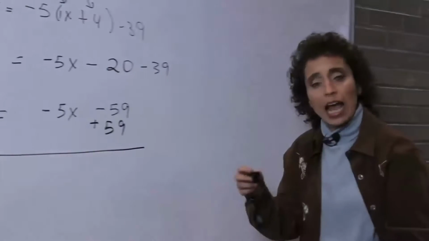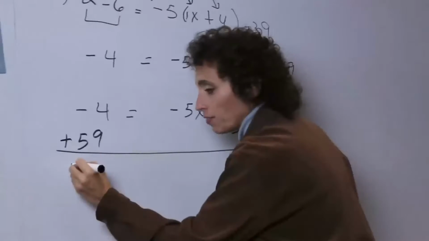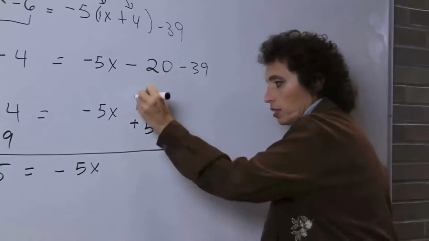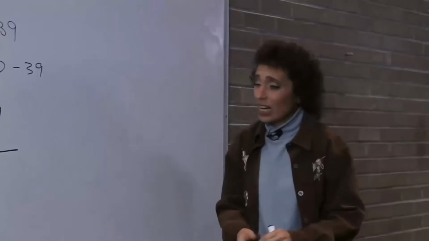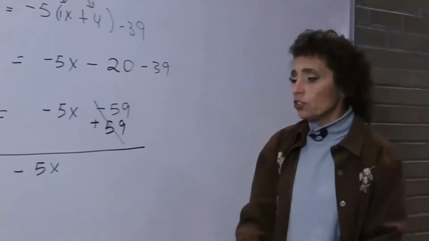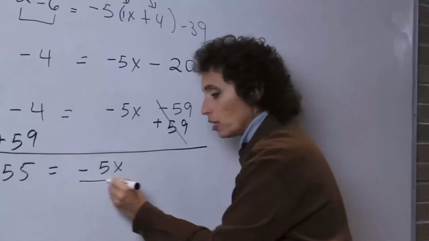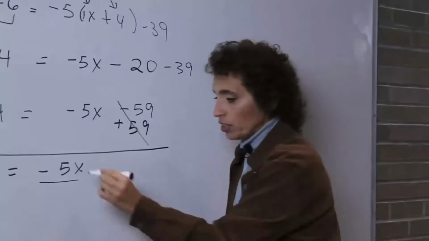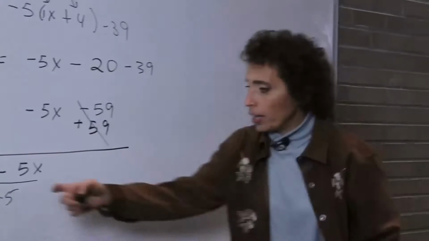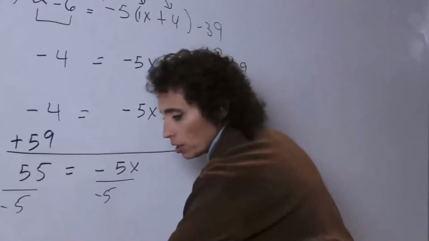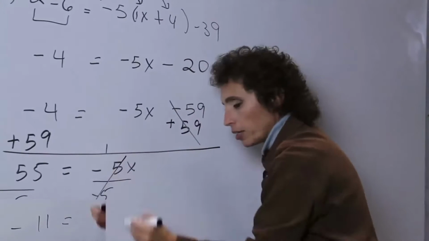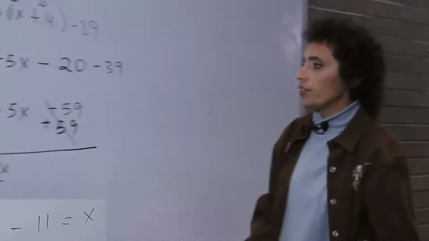I owe you 4, but I have 59, so that means I have 55. Convenient, huh? A lot of 5s going on. And that reduces to 0. Now we're not done because that's not a coefficient of 1, it's a coefficient of negative 5. So it's attached by multiplication, so I have to divide. Whatever I do to one side, I do to the other. We have to divide by exactly what's there, so we divide by negative 5. When I divide a positive by a negative, I get a negative. 55 divided by 5 is 11. Good night. That makes 1x or just x. So negative 11 is x.